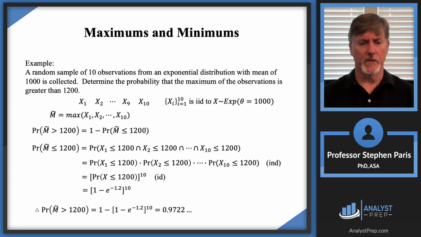And I've got 10 of them, and so the question is, what's the probability that the maximum of those 10 is greater than 1,200? It's probably very likely that the maximum is going to be over 1,200. And so it is very likely, as you can see, because we just found out that the probability is actually a little over 97%. Okay, so that does it for maximums and minimums, and I'll see you in the next video.